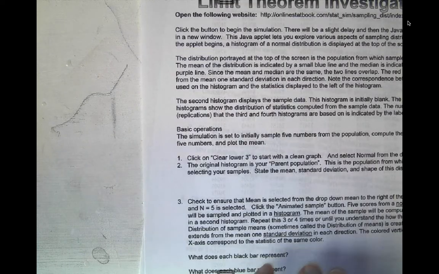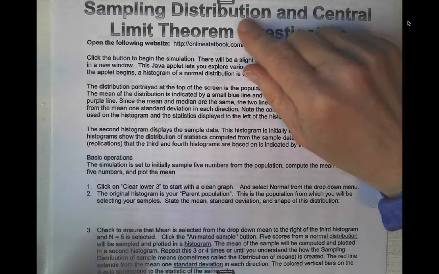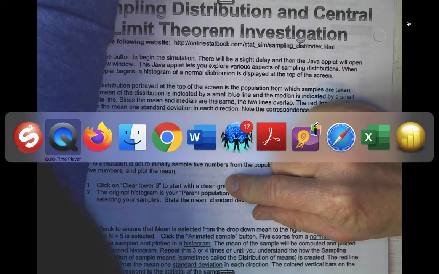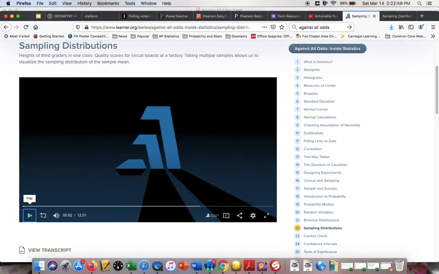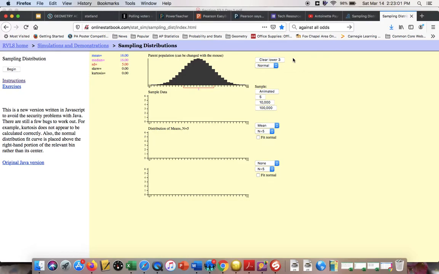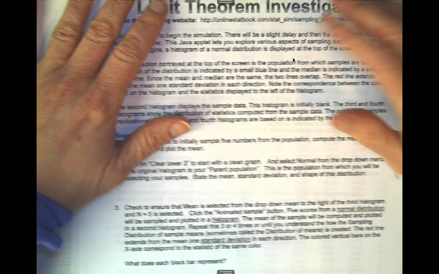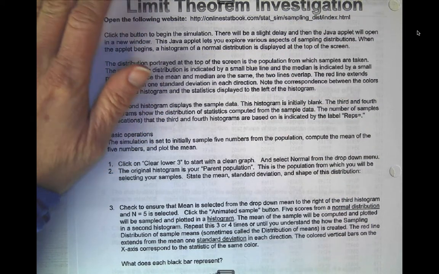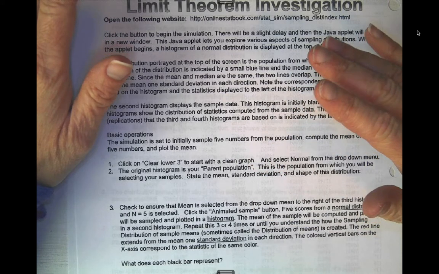To get to the lessons, the first thing we're going to start with is this worksheet that says the sampling distribution and central limit theorem investigation. So you are going to go to this website and pretty much follow the instructions here. So I have that website up right here. So you want to get to that site there. You want to just follow the instructions. Just go there. I think everything is good.